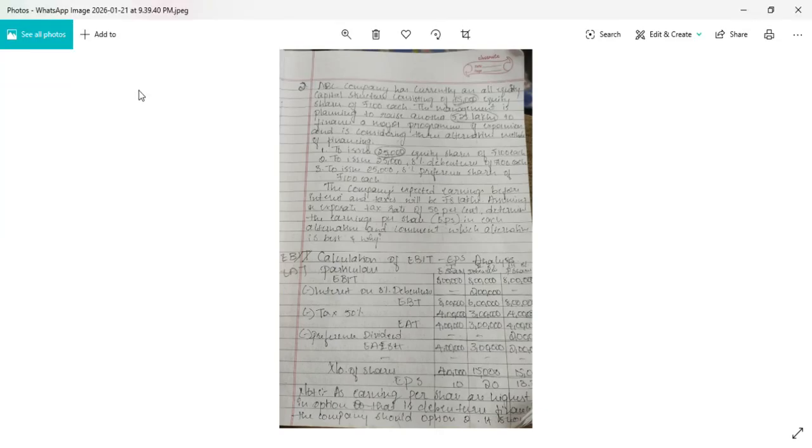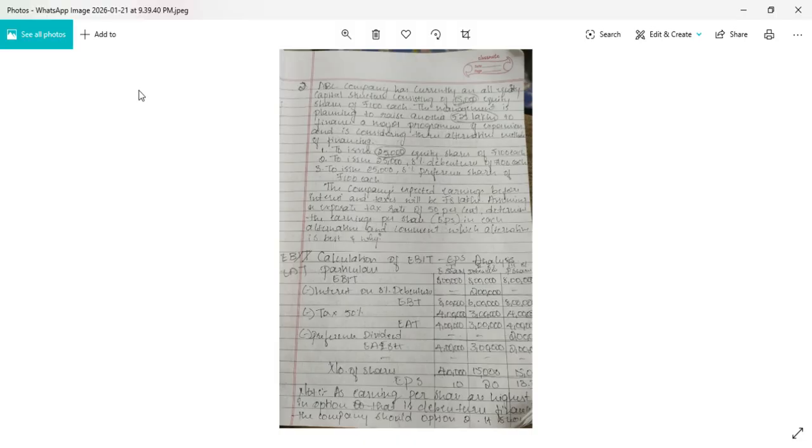Hello everyone. Today we are here to discuss financial management, third semester SAP batch. It's a very important question for 14 marks. Mandatorily they will ask a 14 marks question. So here we have one problem.